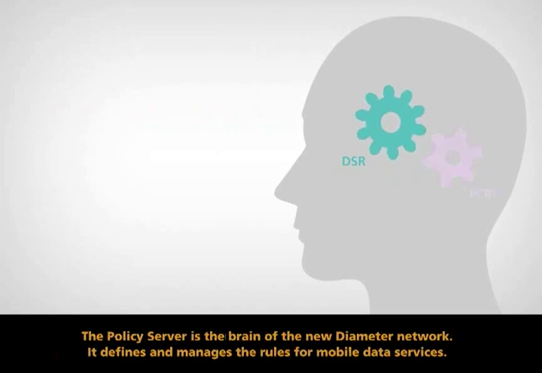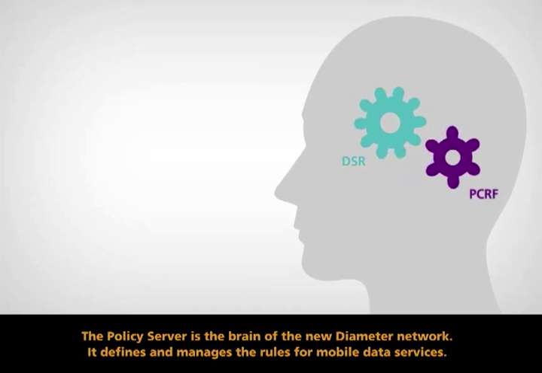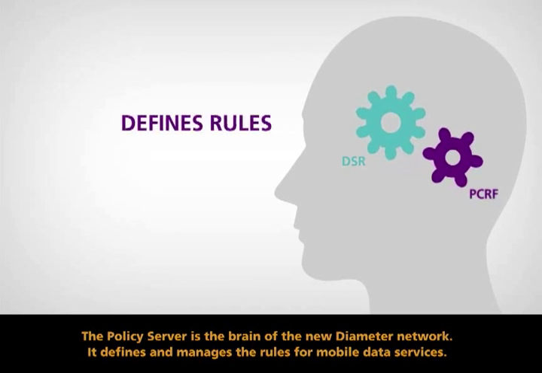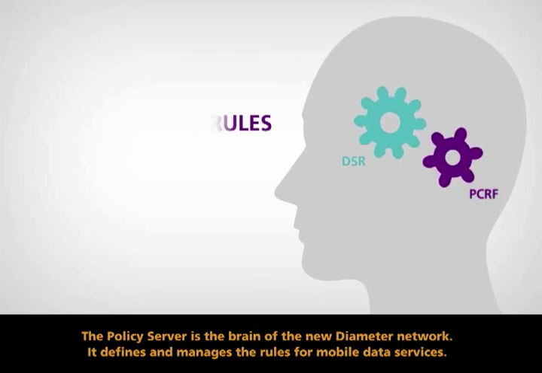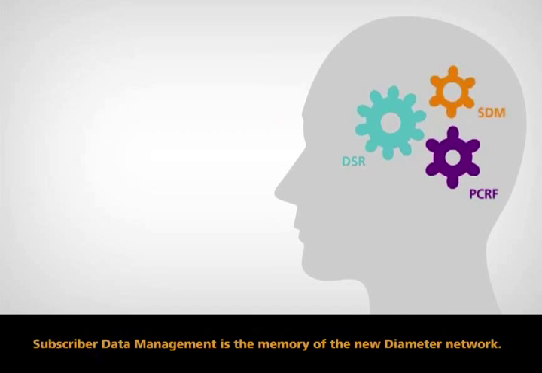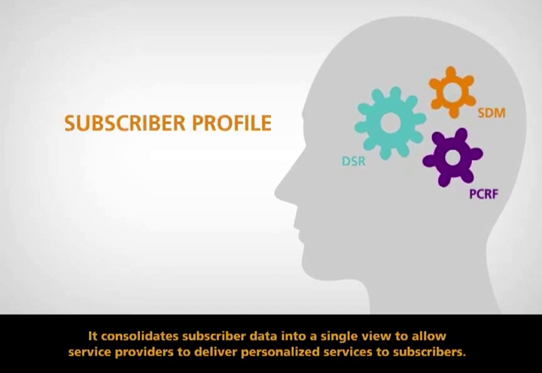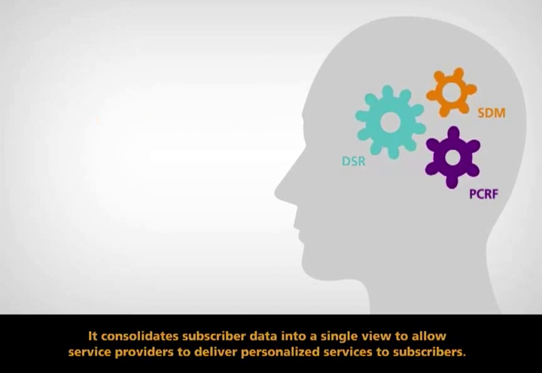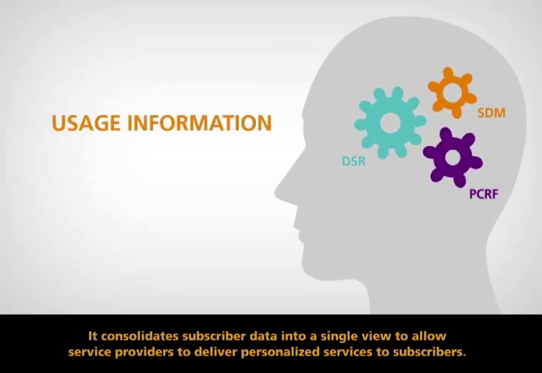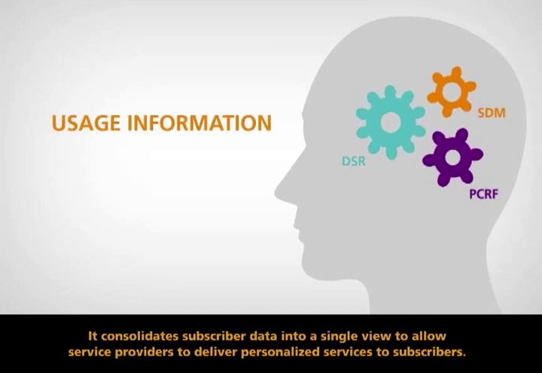The policy server is the brain of the new diameter network. It defines and manages the rules for mobile data services. Subscriber data management is the memory of the new diameter network. It consolidates subscriber data into a single view to allow service providers to deliver personalized services to subscribers.